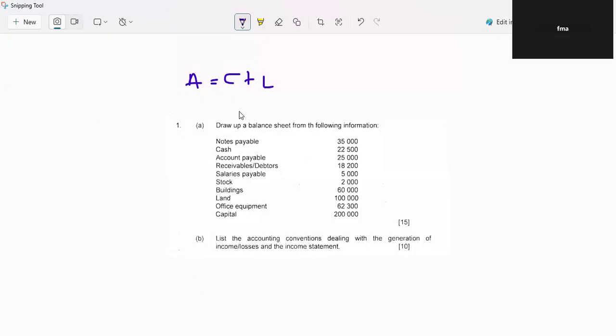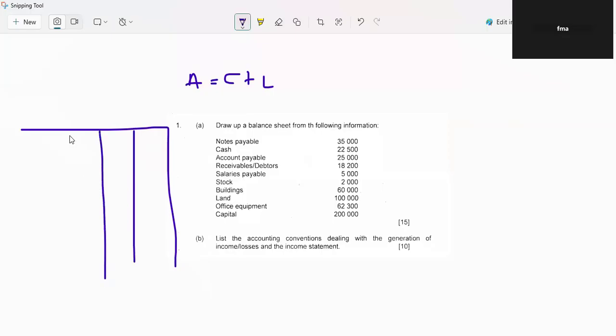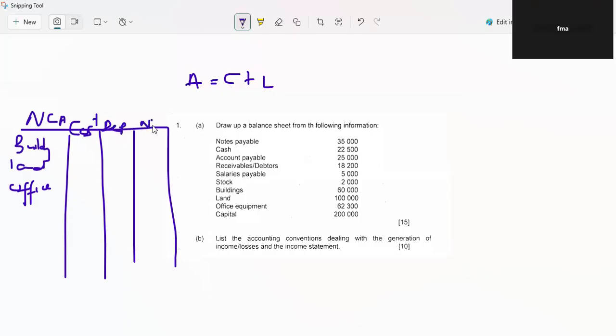Okay, so let's go to our balance sheet. We come up with the assets. We call them non-current assets, or fixed assets. What do we have? Buildings, land, office equipment. So we have the cost, then if there's any depreciation, the net book value.